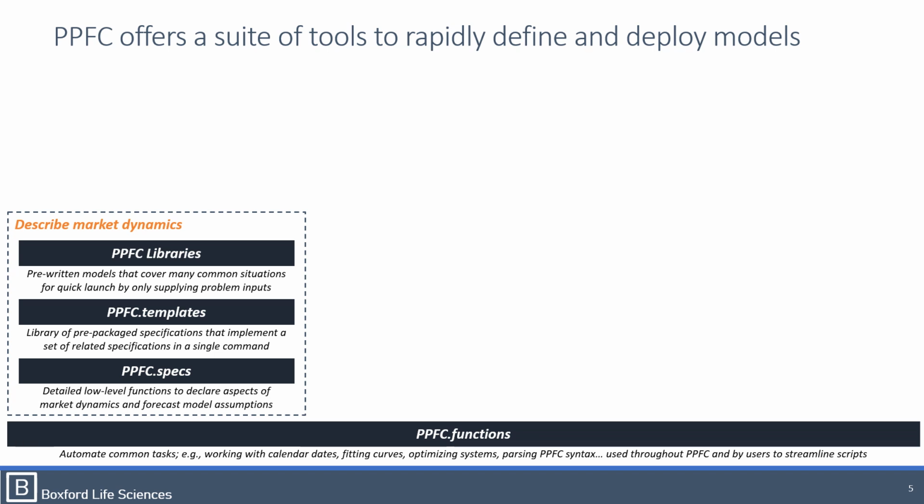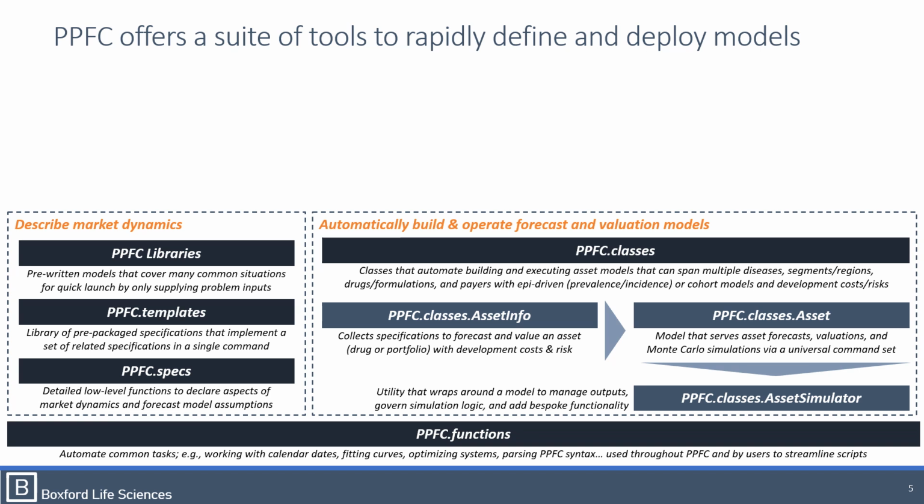Those descriptions of market dynamics that are built by PPFC then are passed on to other objects and classes within PPFC that collect all the information around an asset model, generate the model itself automatically, and then wrap it with functionality in order to manage different forecast cases and add scripts to add additional functionality that could be drawn from built-in libraries or provided by users.